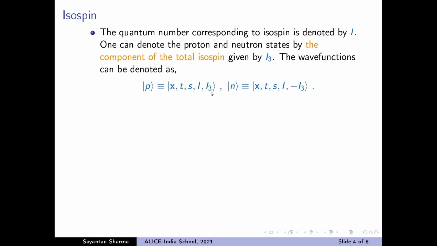So the x and t correspond to the space-time coordinates. The s, of course, corresponds to the spin of the proton, because as you know, these are fermionic particles, so the spin enters here. And of course, then this isospin also enters, where I is the total isospin and I3 is the component. We call it the third component of the isospin. So for the proton, it has a value I3, and for the neutron, a value of minus I3. For the discussions henceforth, I will not show the other quantum numbers like the space-time and the spin explicitly. I would just do every calculation in the isospin space.